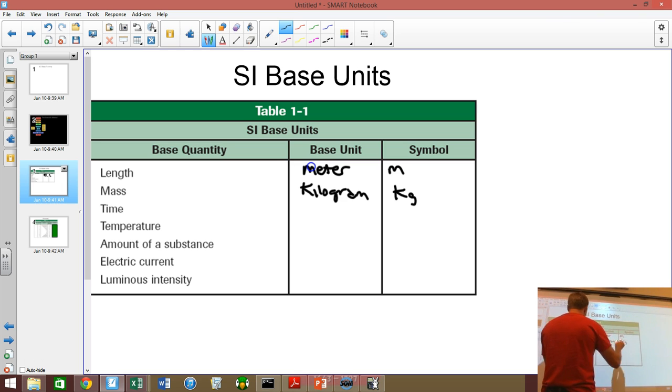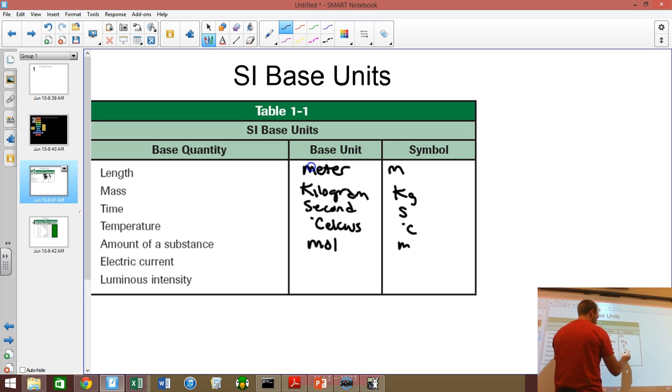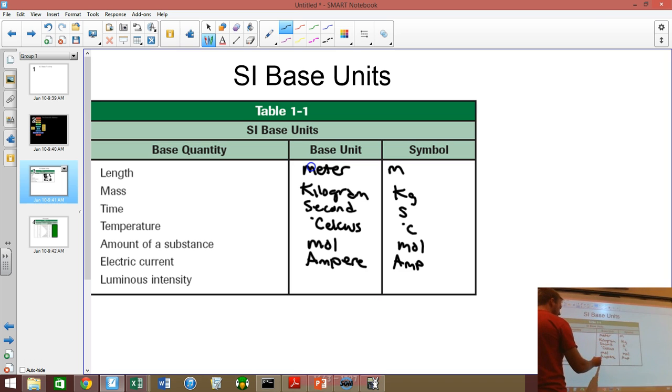The SI base unit for time is the second, abbreviated with the letter S. Temperature is going to be Celsius. Amount of a substance is a mole. You might remember that from chemistry class. Electric current is the amp. And luminous intensity is candela.